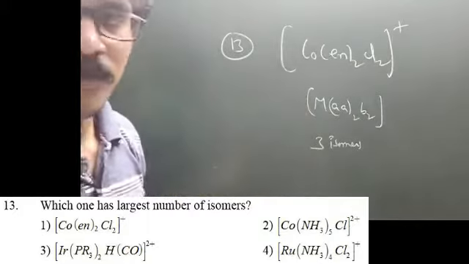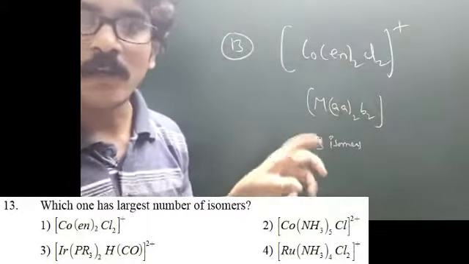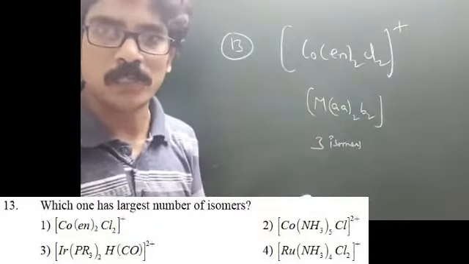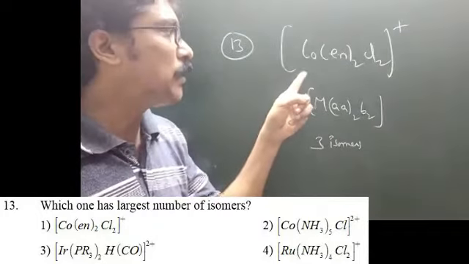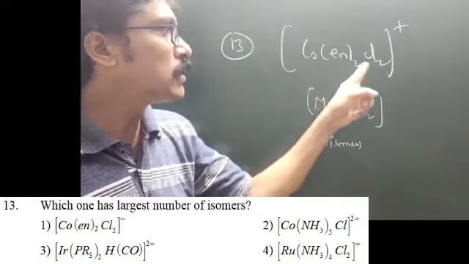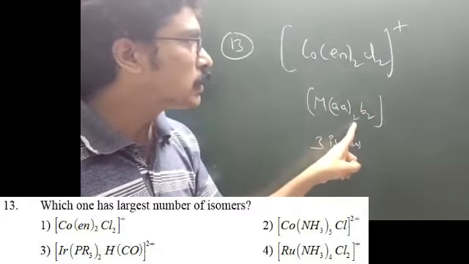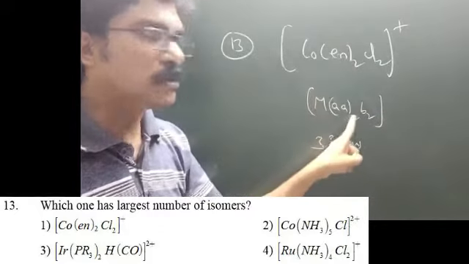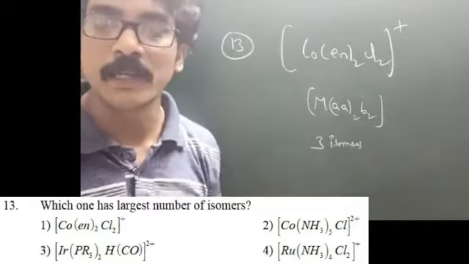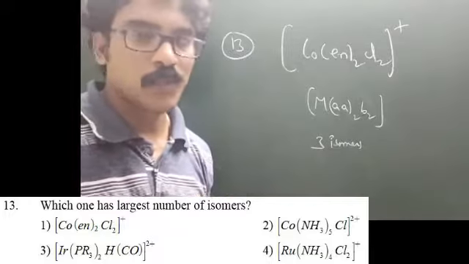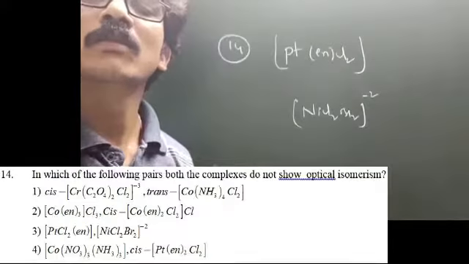Question number 13. Which of the following complexes has the maximum number of isomers? The complexes of the type [Co(en)2Cl2]+, that is the type M(AA)2B2, exhibit 3 isomers. So this is the maximum number of isomers.